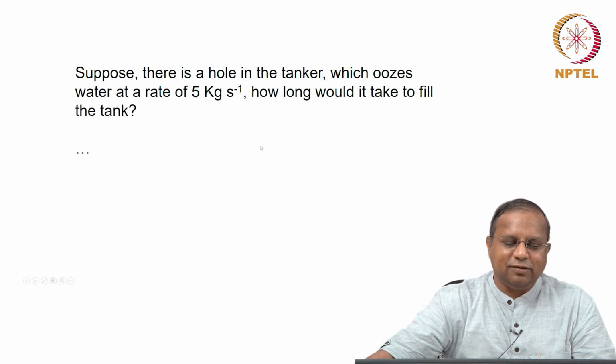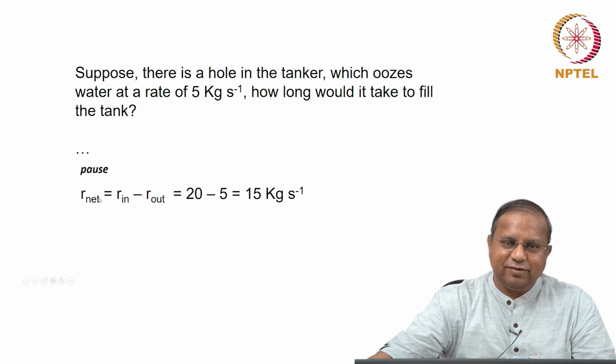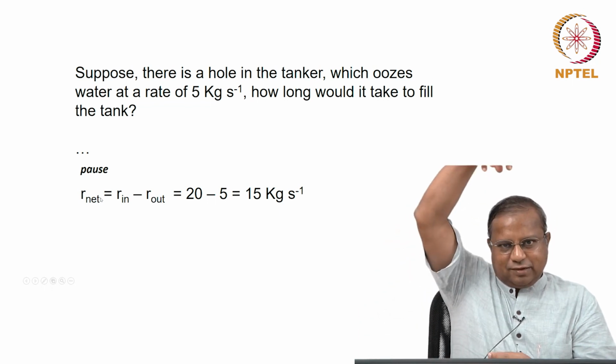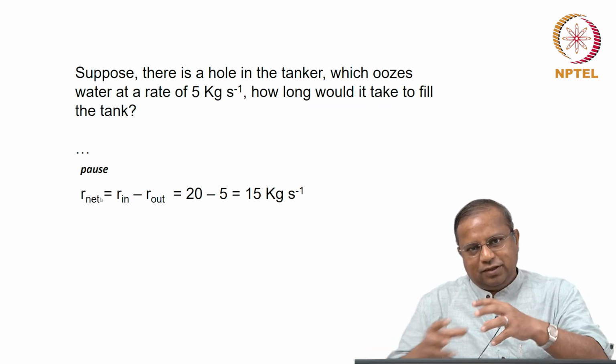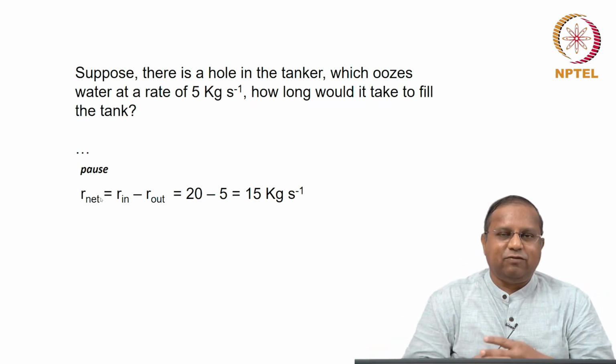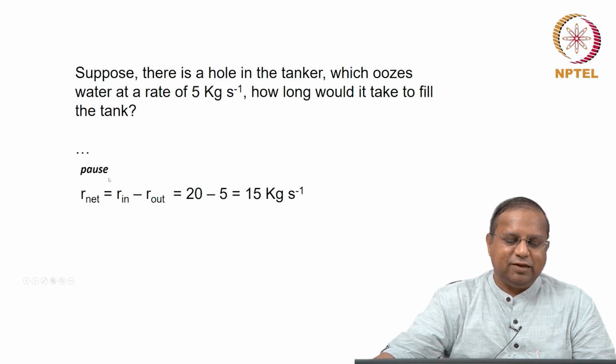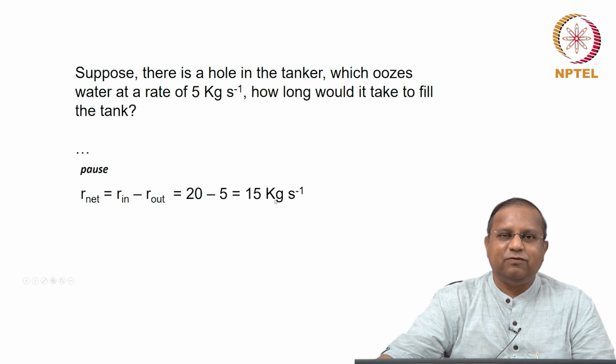I would go about it like this. The net rate, net is what? There is a rate at which water is being filled, there is a rate at which water is oozing out, right? Therefore, the net rate of water being filled is the input rate of water minus the output rate of water. The input rate of water is 20, the output rate of water is 5. 20 minus 5 is the net rate at which water is being filled, so 15 kilogram per second.